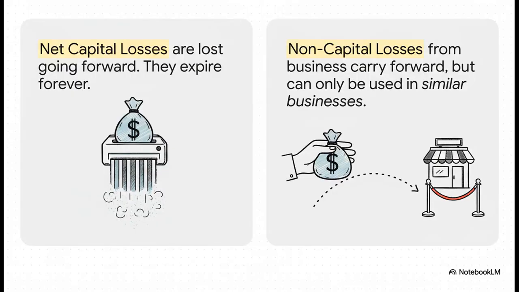And during this deemed year-end, the company's past losses face a moment of truth. And as you can see, it's a tale of 2 very different outcomes. The net capital losses, they're gone. Poof, they vanished forever. They cannot be used. Non-capital losses, on the other hand, which usually come from day-to-day business operations, they get to survive. But they're put on a very tight leash. They can only be used to offset future income from that same business or a very similar one.